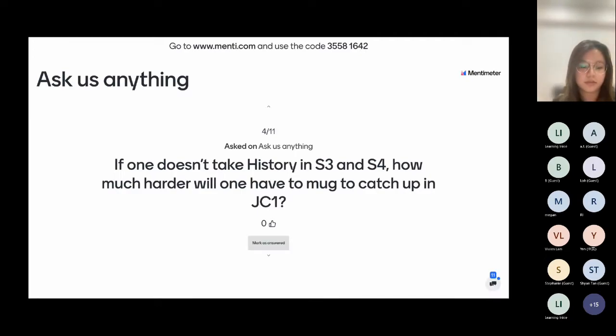Yeah, so actually I don't think you'll be at a disadvantage and you don't need to mark a lot harder than the other people. You probably mark at the same rate as them for history.